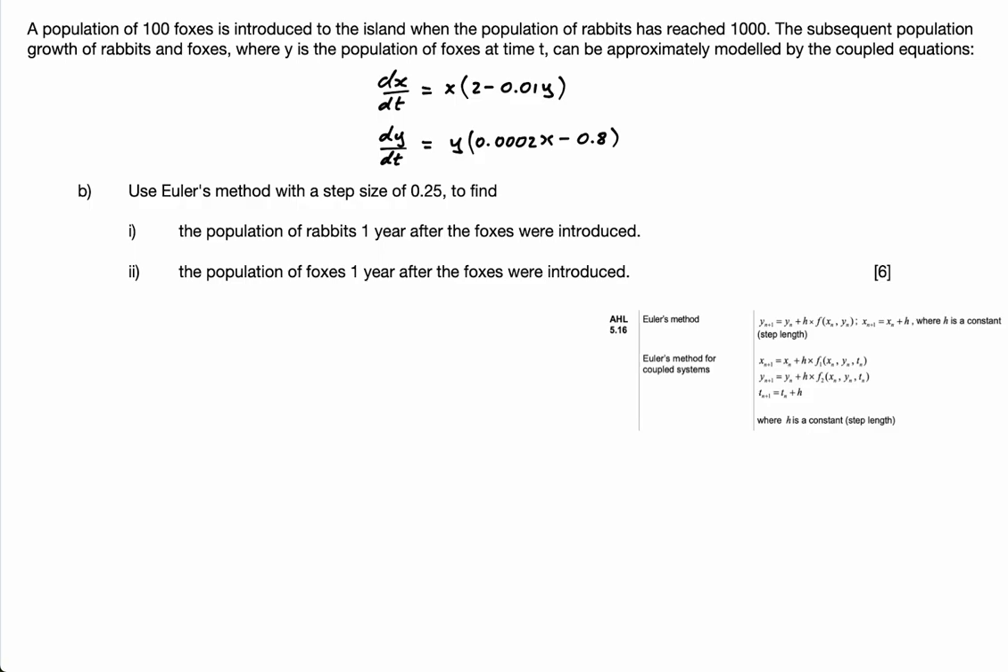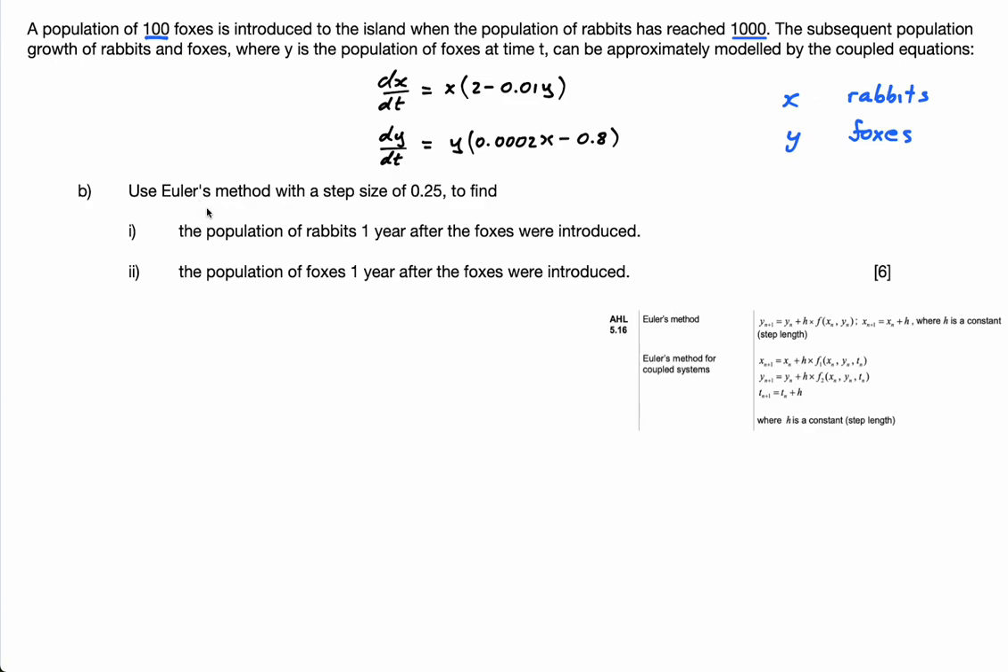Okay, so now a population of 100 foxes is introduced to the island when the population of rabbits has reached 1,000. Let me underline the important part. At the start there's 100, now they put 100 foxes, there's 1,000 rabbits. The population of rabbits and foxes, y is now foxes, can be modeled by these coupled differential equations. So x is rabbits, and y is foxes. It's worth writing that down to remind you which is which.